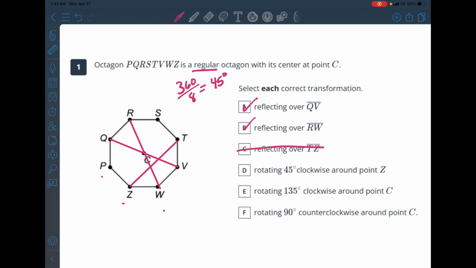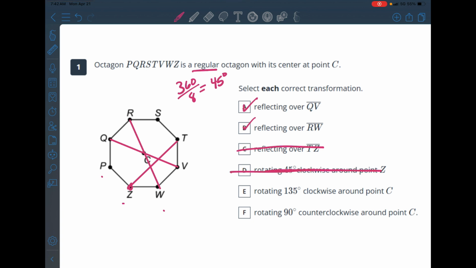Rotating 45 degrees clockwise around point Z. Although rotating 45 degrees would work, it's not around the center. Point Z is here, so that would not work. It would have to be around C.